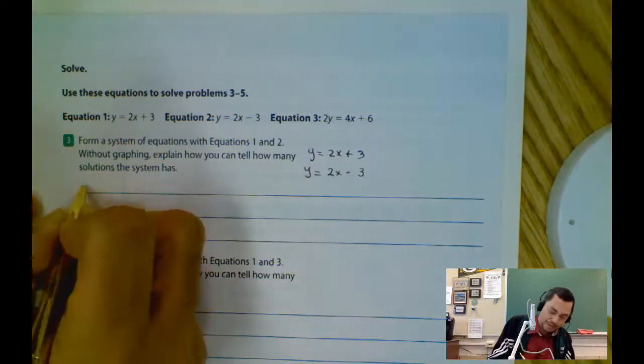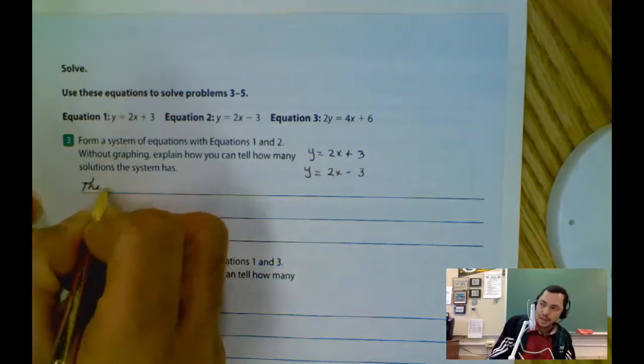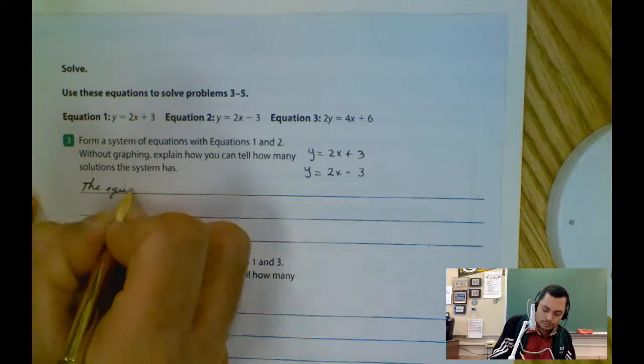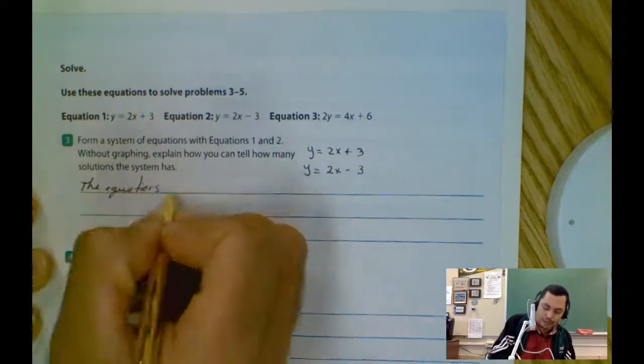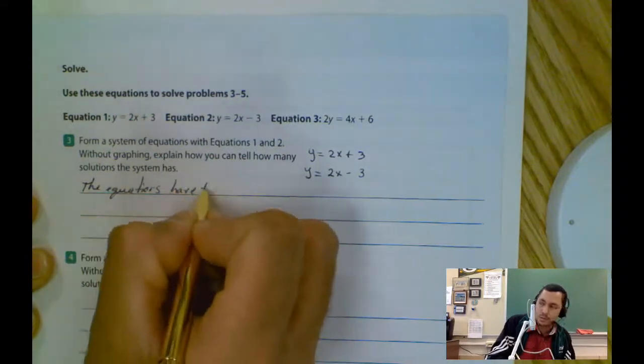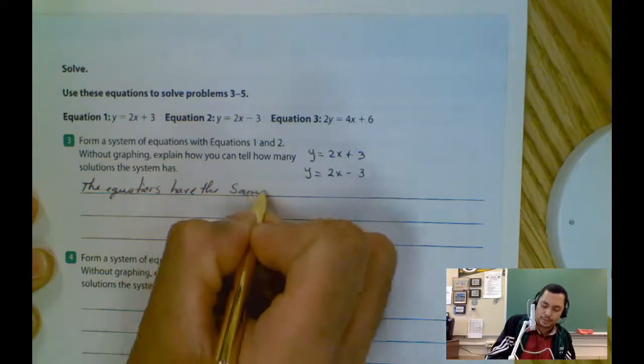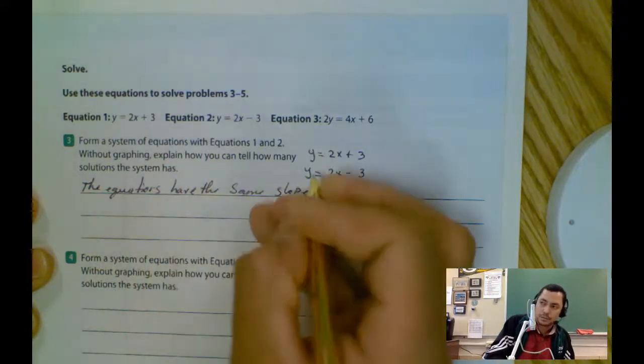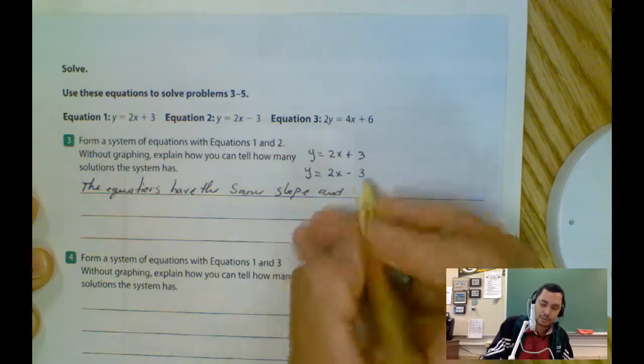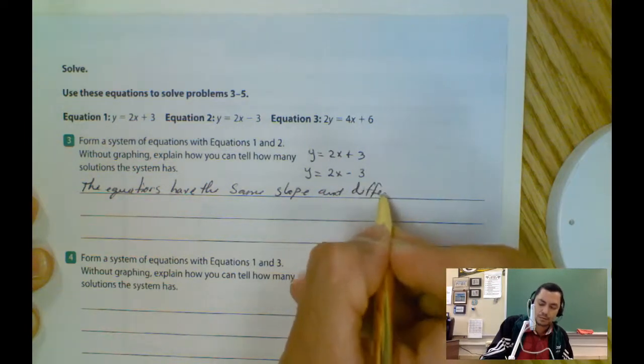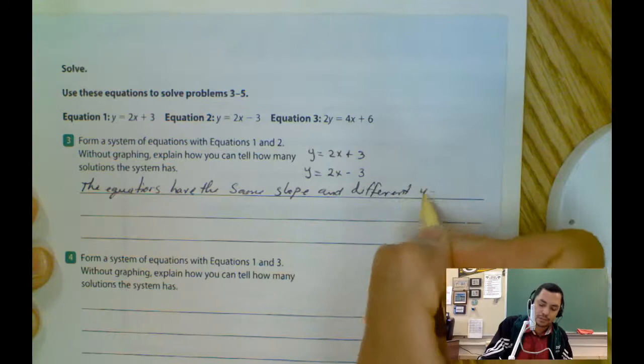Here I'm going to write here, the equations have the same slopes and different y-intercepts.